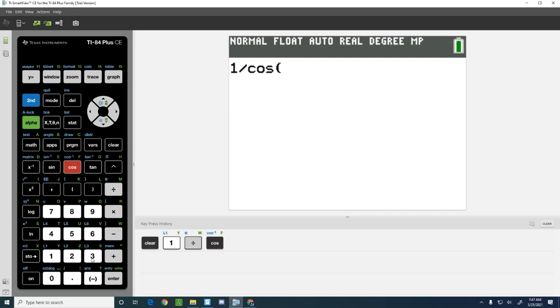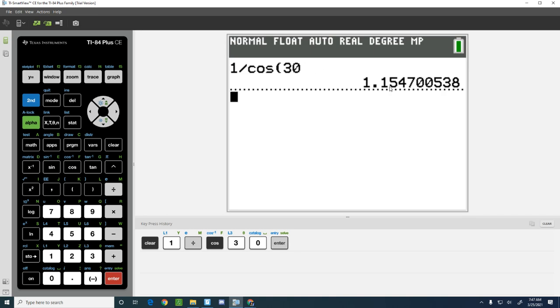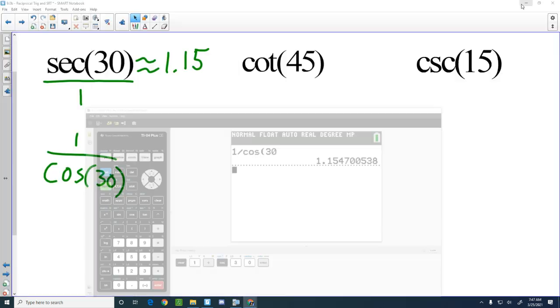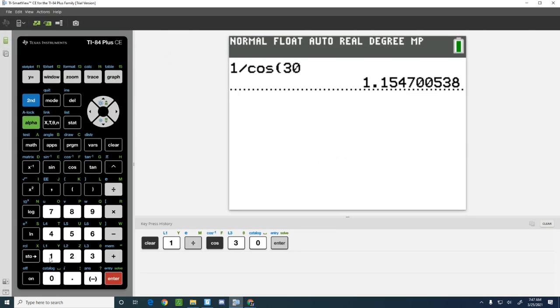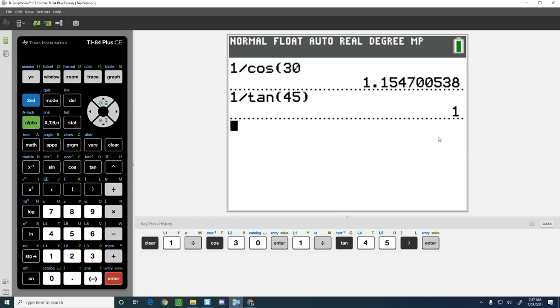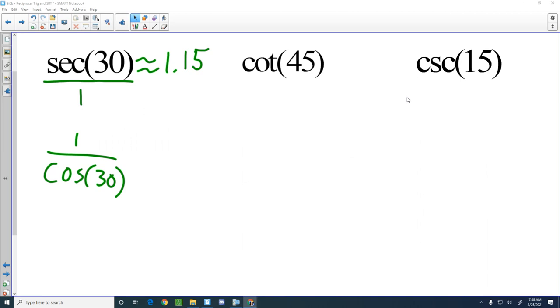1 divided by cosine of 30. There's that 1.15. Cotangent of 45. So you type 1 divided by the tangent of 45 because we don't have a cotangent button. 1. Anyone else get 1 for that? That's kind of cool. It's exactly 1. Isn't it nice when you don't have a decimal? It's beautiful. Brilliant. Yeah, the last one, cosecant.